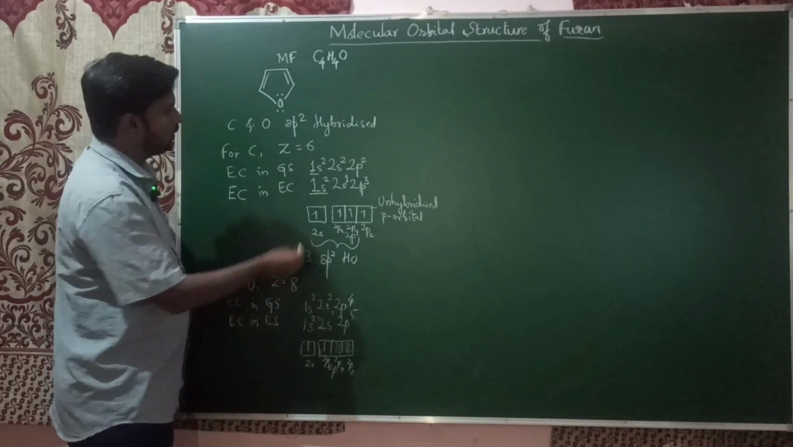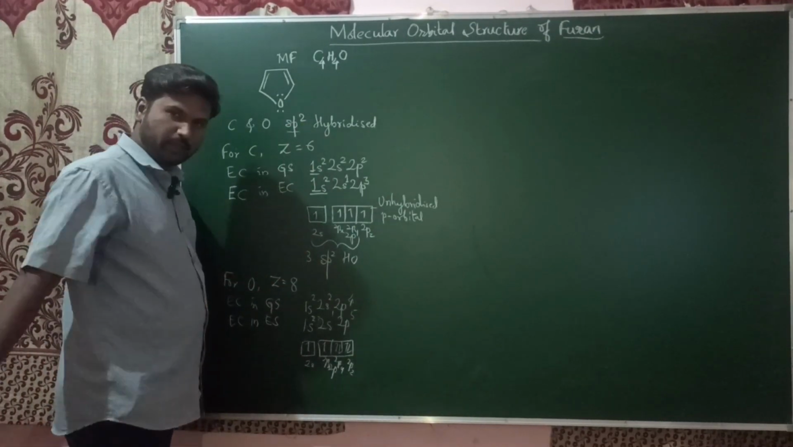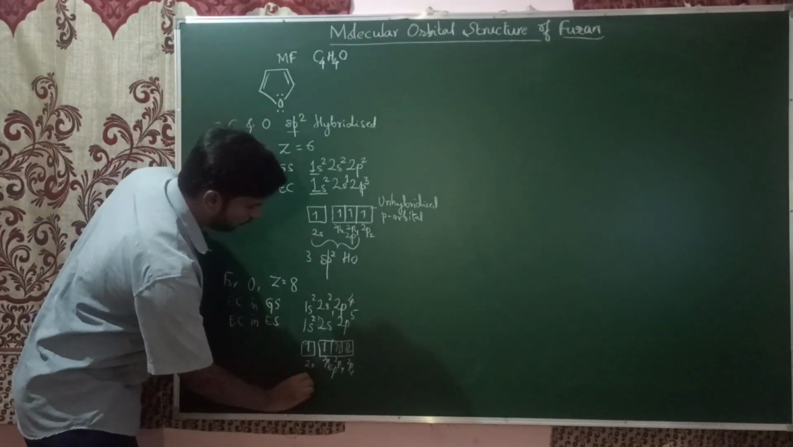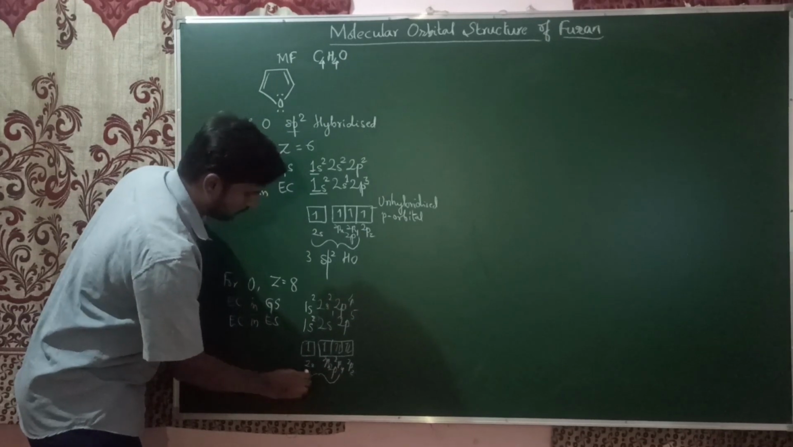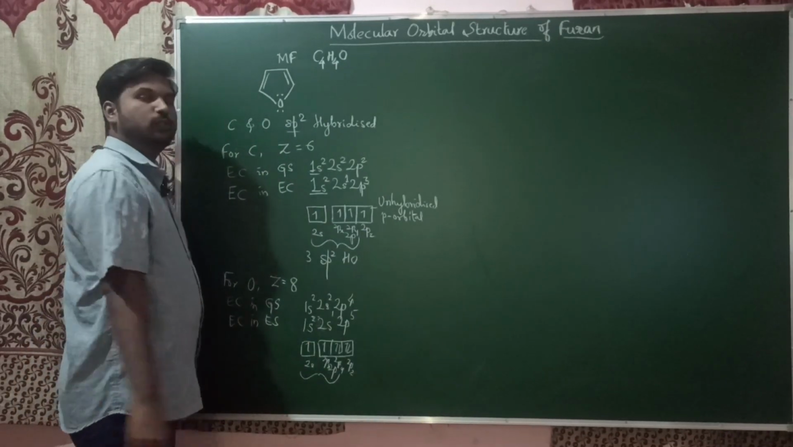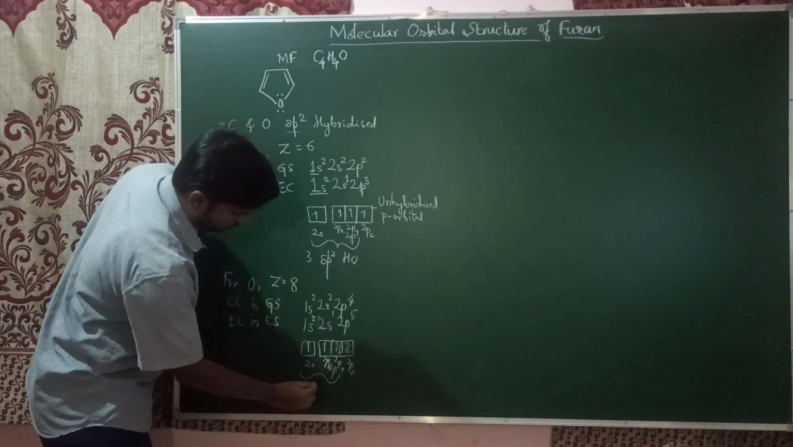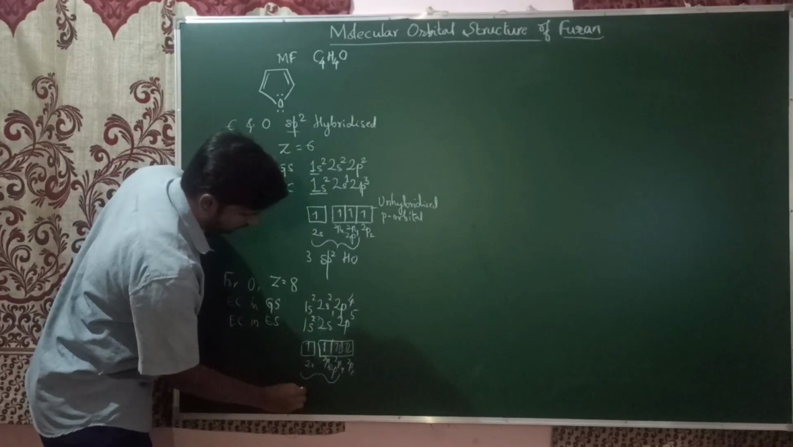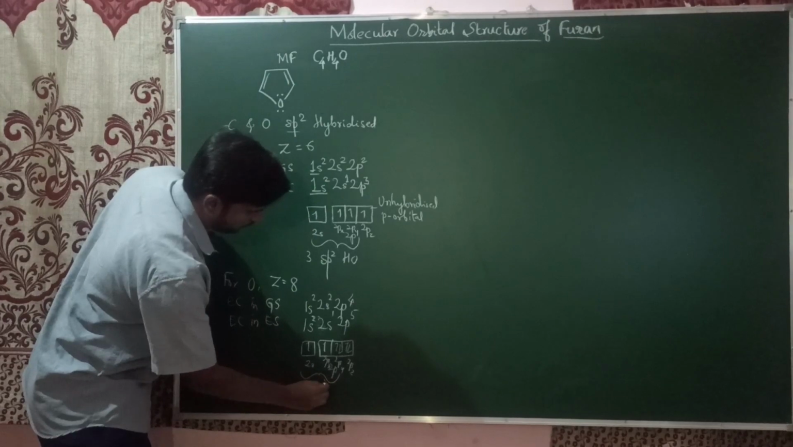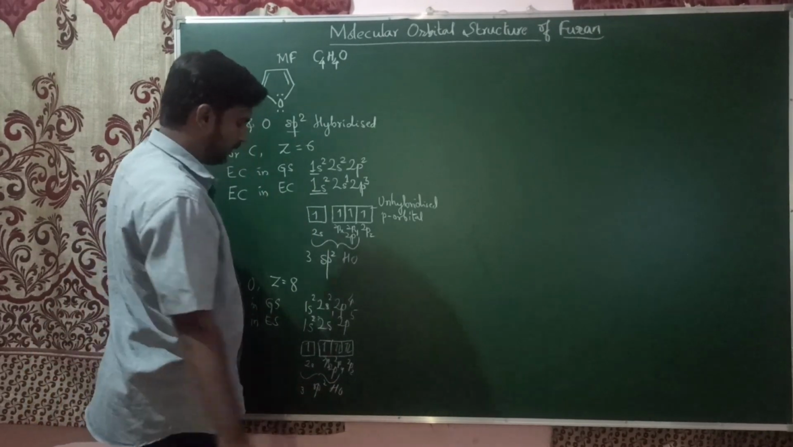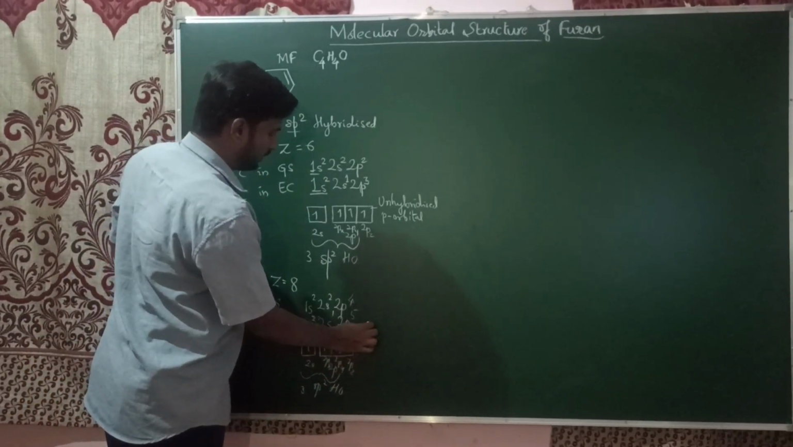Here also it is undergoing sp2 hybridization, hence the 2s orbital and two 2p orbitals undergo hybridization. So these become 3 sp2 hybrid orbitals, and there is also one unhybridized p orbital.